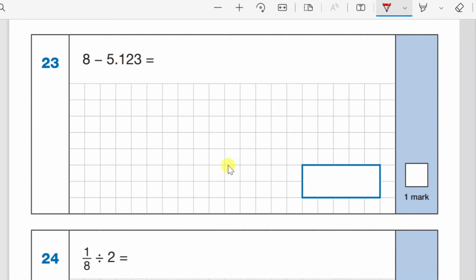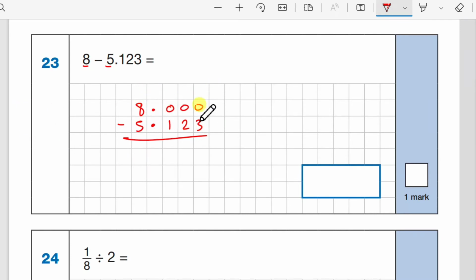Now 23.8 take away 5.123. Because you got a decimal, we're going to firstly line up by the whole numbers first, yeah? So you got 8 here, and then you got 5, and then you put a decimal point. 1, 2, 3. And because there's no decimal point above, just make a fake one, 0.000. And then put a minus sign. You can kind of think of this as like 8,000 take away 5,123, but a decimal version.